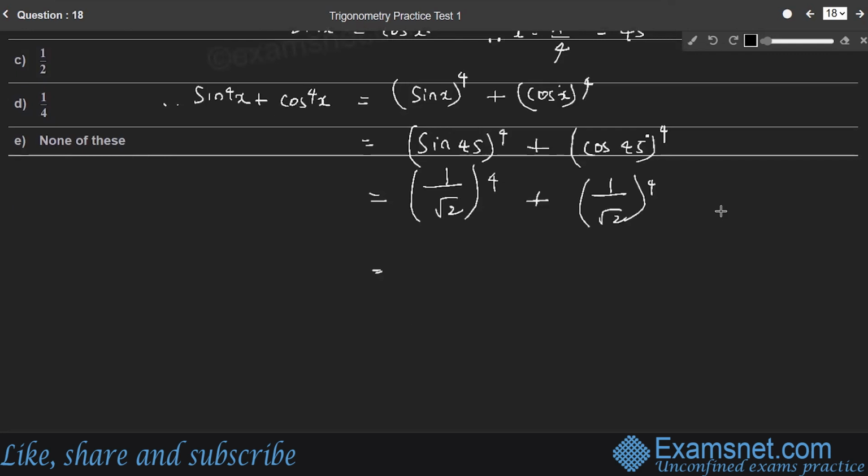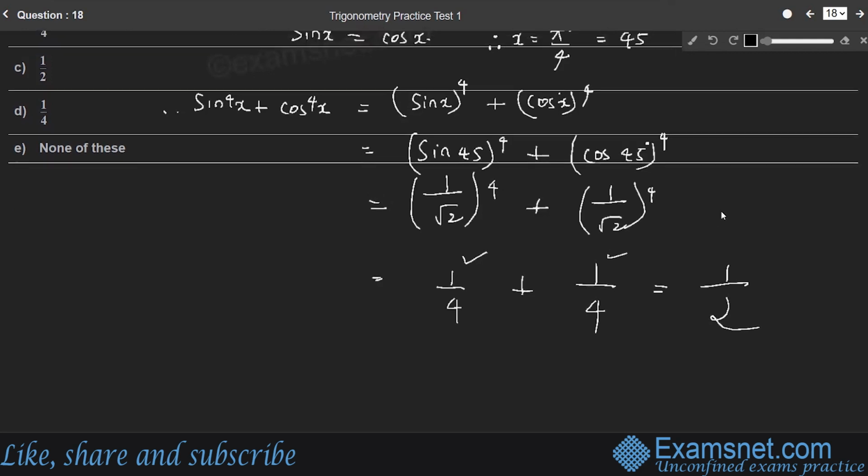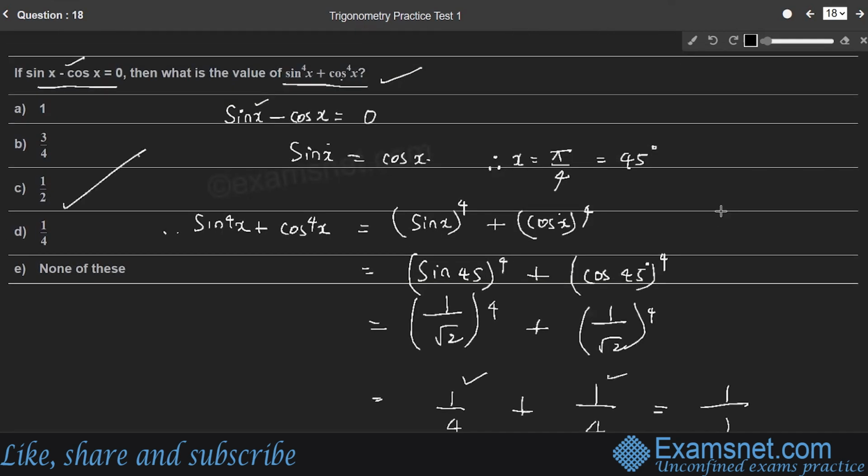Therefore, 1 by root 2 raised to 4 is 1 by 2 into 1 by 2, which is 1 by 4, plus the second term is also 1 by 4. Therefore, quarter plus quarter is half. 1 by 2 is the final answer. Hence, option C is the right answer.